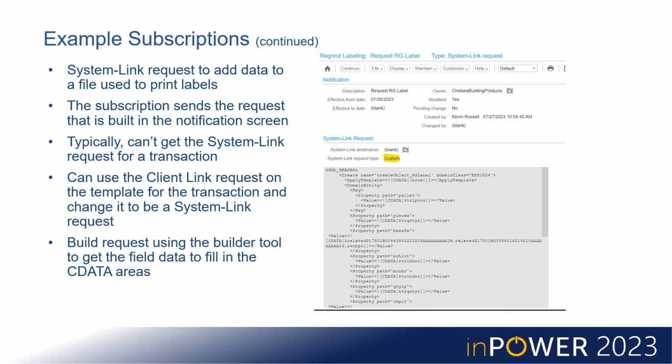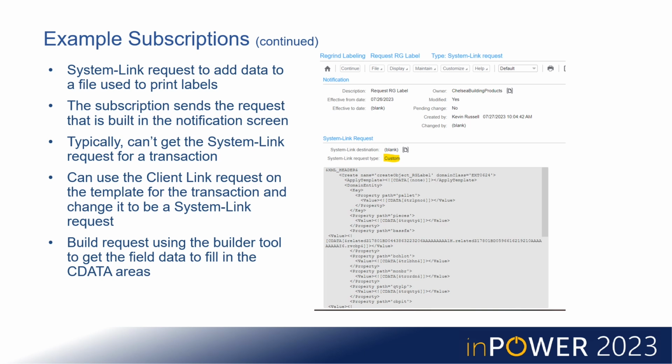I'm going to also do one on using system link requests. You can use them to add data to the file, used to print labels. You can update files. You can use system link requests to update anything within the IDF, but a file has to exist in the IDF to be updated with system link.